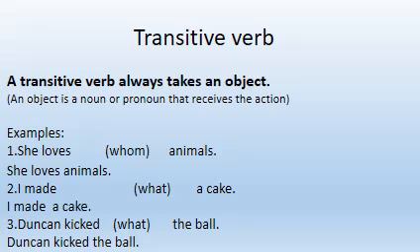Okay, an object is a noun or pronoun. So here you can see animals. Animals are nouns. Cake is a noun here. Ball is a noun here. So that's why a transitive verb always takes an object, and an object is a noun or pronoun that receives the action. Okay.